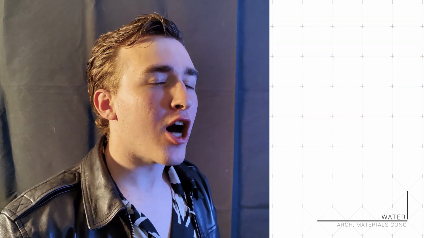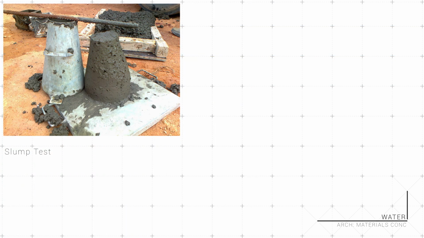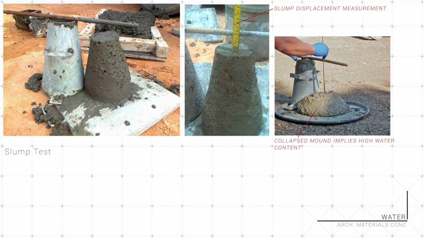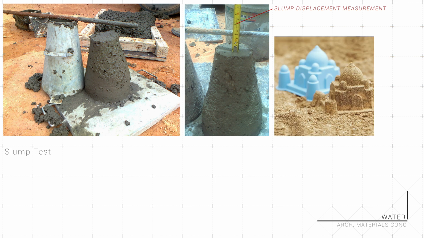On sites, contractors check the consistency of a pour with a slump test. Simply filling up a cone and then turning it over like building a sandcastle reveals a slight slump to the mound, which is measured for the ideal height. No slump means low water amount, while a collapsed mound implies a significant amount of water, just like building a sandcastle.